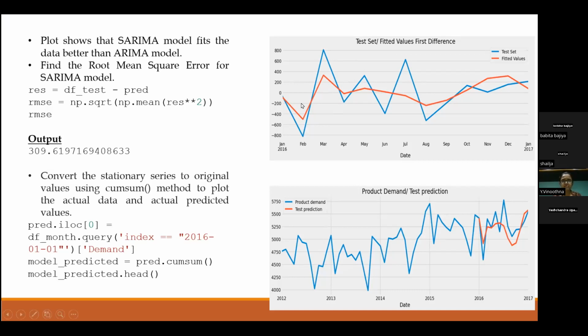This graph is based on the data after we performed the differencing method, so we have to extract the real values from the differencing. As we have converted the non-stationary series into a stationary series, we have to extract the original values using the cumulative sum method to plot the actual data and actual predicted values. So this is the actual data before performing the differencing method, and this red graph shows the prediction values.